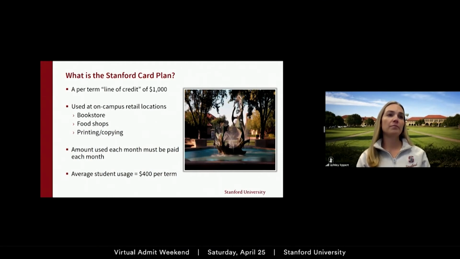What is the card plan? The Stanford Card Plan acts as a line of credit with a $1,000 limit. Students can use it for purchases at most online campus locations like our bookstore, food shops, or for printing and copying. The amount used for a given month will be reflected onto their subsequent monthly bills. The average student uses around $400 per quarter.